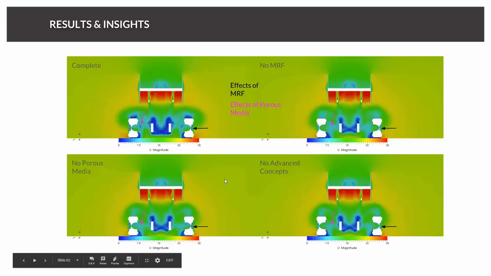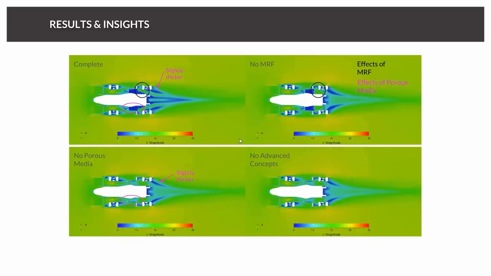We have much other values. It's very important. And also, if we take a look from the top, you can see how the structure of the wake is massively changing. So if we don't have MRF, the flow around the wheel is impacted, and if we now have no porous media, the whole structure is changed.